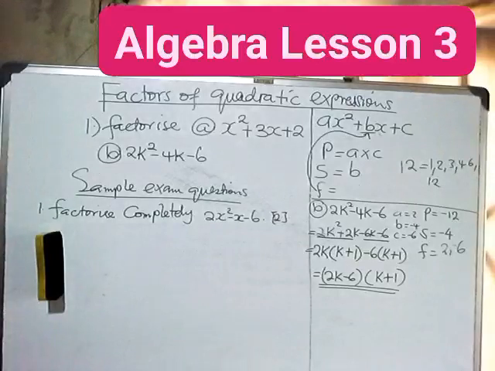So we have a sample exam question. Try to work out the question which I have written on the board, which says: factorize completely 2x squared minus x minus 6, and it carries 2 marks. Thank you so much.